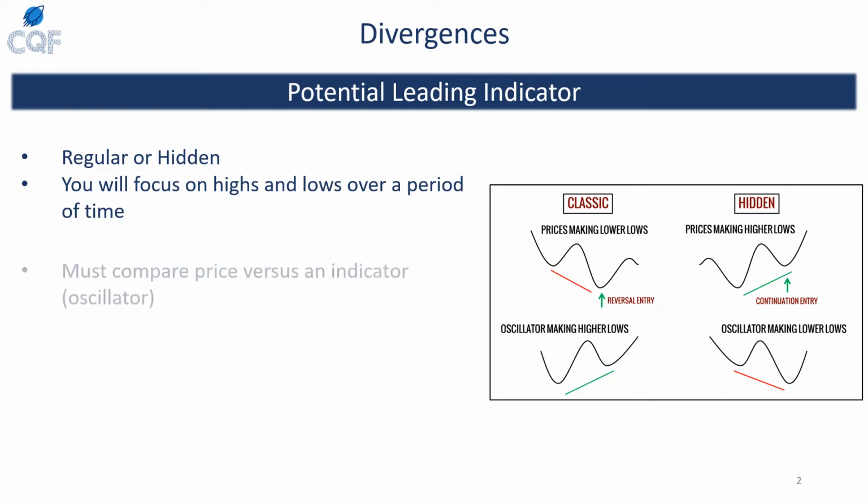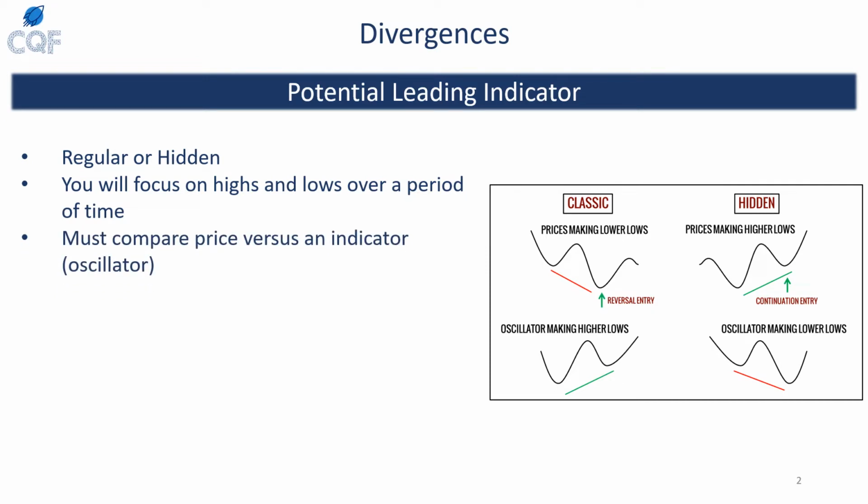Now, the key about a divergence is you're looking at both the price action as well as an indicator or an oscillator. You're comparing them. What a divergence really means is the price is behaving a little bit differently than the oscillator or the indicator. So one is, say, making a lower low and one is making a higher low. They're showing two different things, and that's what a divergence could be.